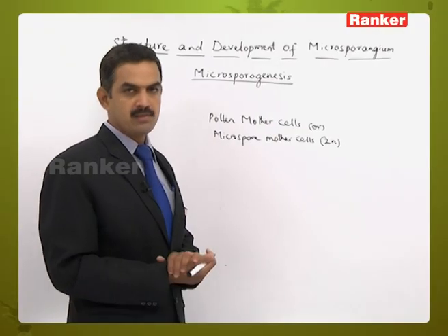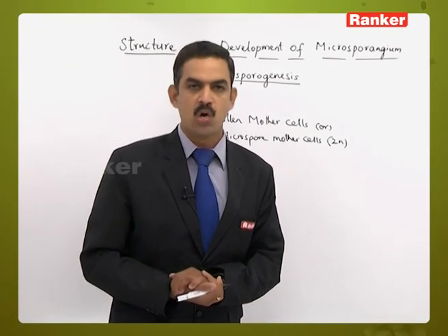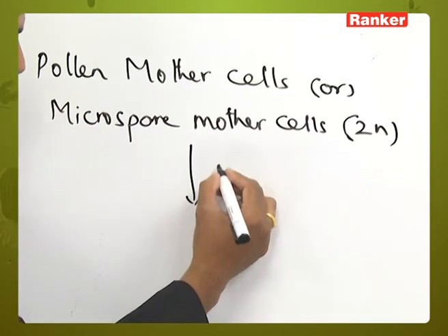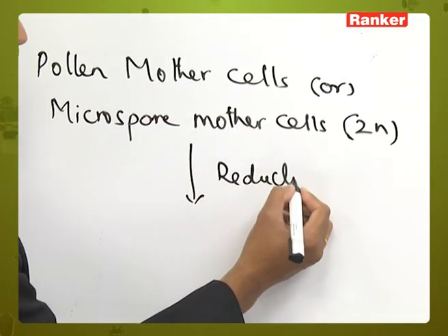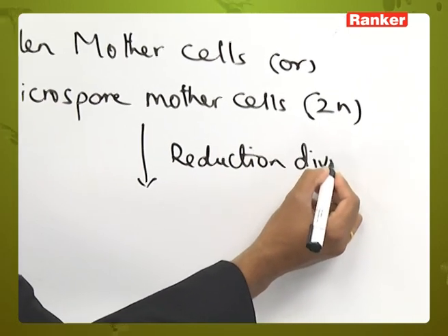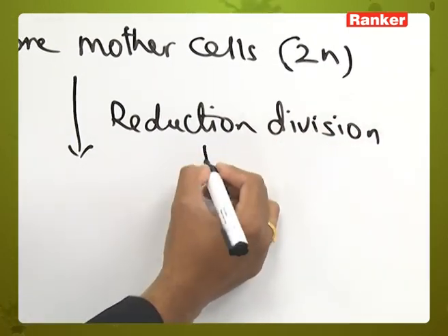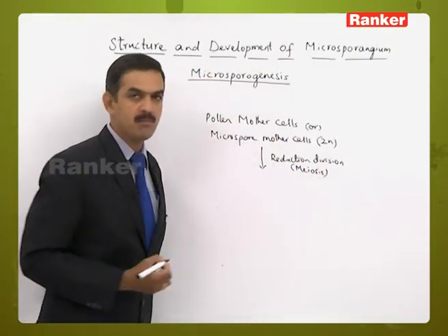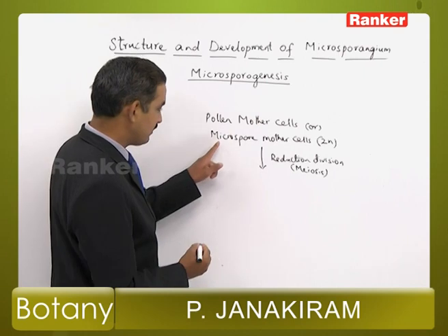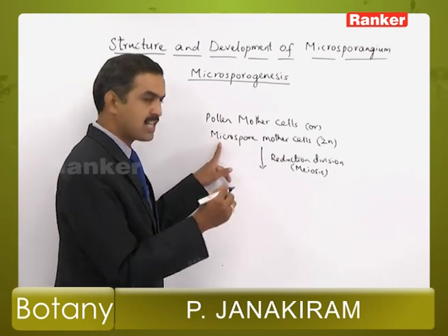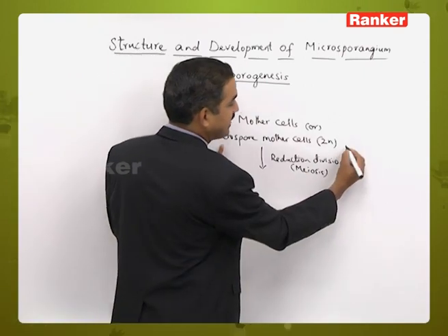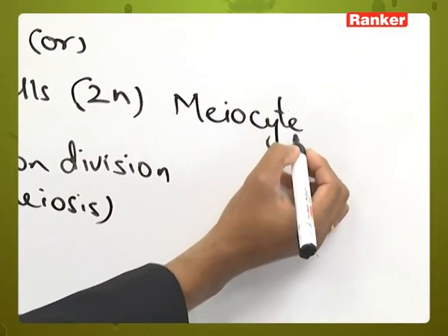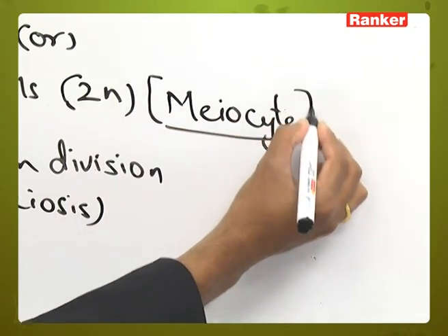The microspore mother cells which are present inside the pollen sac will undergo meiosis. That is what we consider as a reduction division. So, when any cell is undergoing reduction division, the number of daughter cells which are formed will be 4. And here the microspore mother cell, as it is undergoing meiosis, we can consider this as a meiocyte. Any cell which is undergoing meiosis is called a meiocyte.